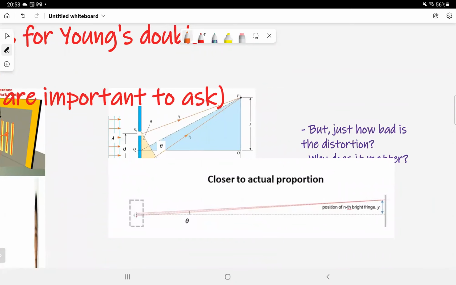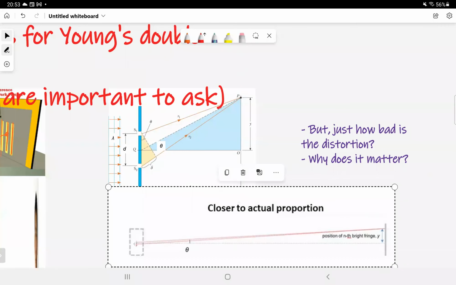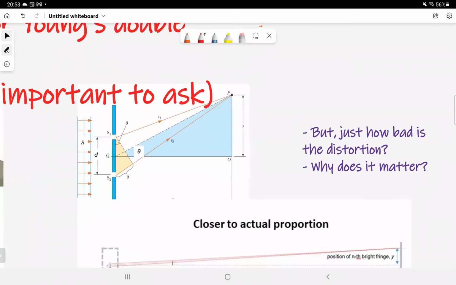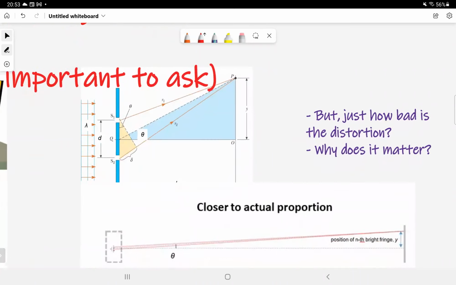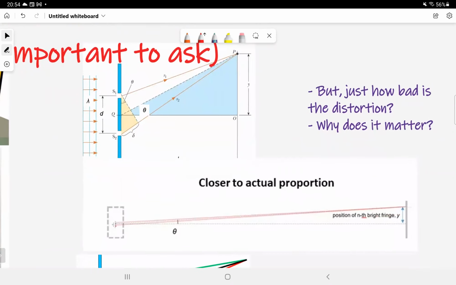Let's see whether I can move this diagram a bit. Okay, this is a typical double slit setup, the top one with the light blue. This is so terrible for one reason: this is not how it looks like. The bottom one says closer to actual proportion, and this is somewhat closer, yet this is still not what it looks like. This is still one order of magnitude away.